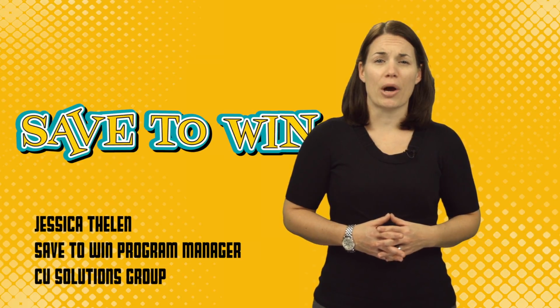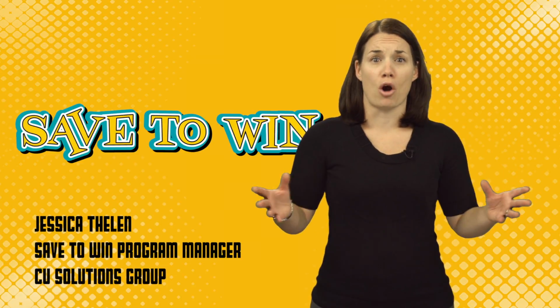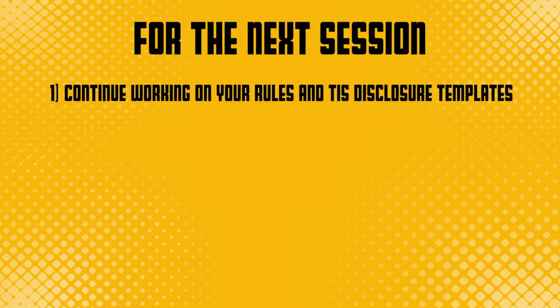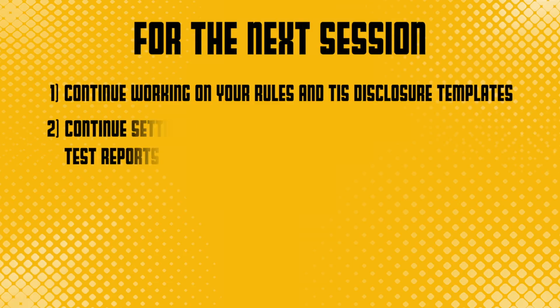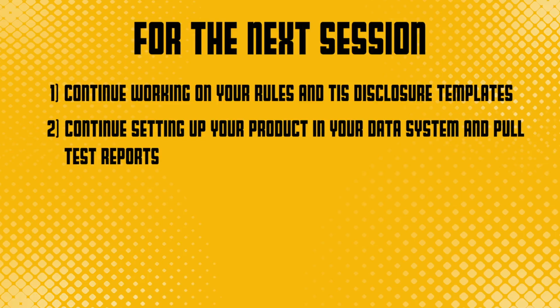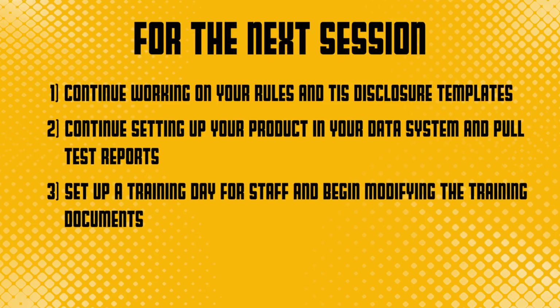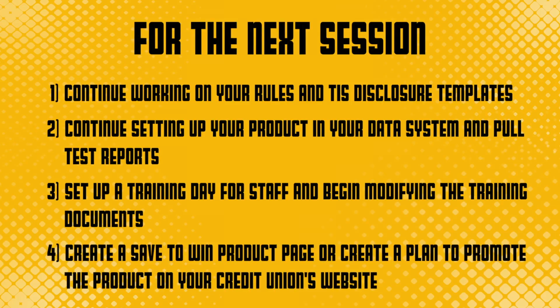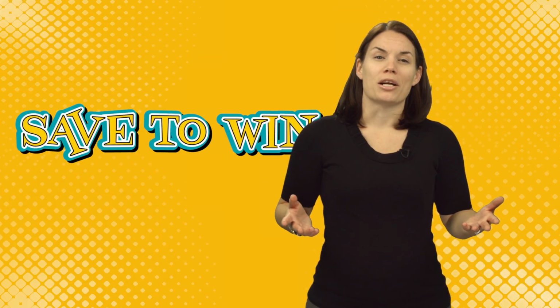Before we end this session, I want to remind you of a few items to work on before our next session. First, continue working on your rules and truth in savings disclosure templates. Second, continue setting up your product in the data system. Then pull test reports to make sure they include all of the data requirements. Third, set up a training date for your staff and begin modifying the training documents for the session. And lastly, create a Save to Win product page or outline a plan to promote the program on your credit union's website.